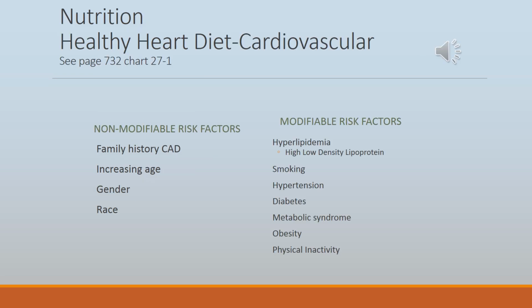Within the concept of nutrition, there is cardiovascular as an exemplar. See page 732 in your Hinkle textbook, chart 27.1, titled Risk Factors, Coronary Artery Disease. Now, there are non-modifiable risk factors, and there are modifiable risk factors. A non-modifiable risk factor is a circumstance over which a person has no control. A modifiable risk factor is one over which a person may exercise control, such as change in a lifestyle or personal habit, or by using medication.